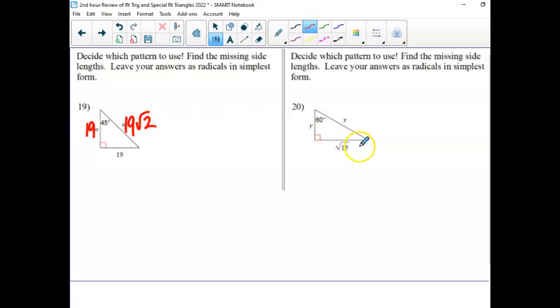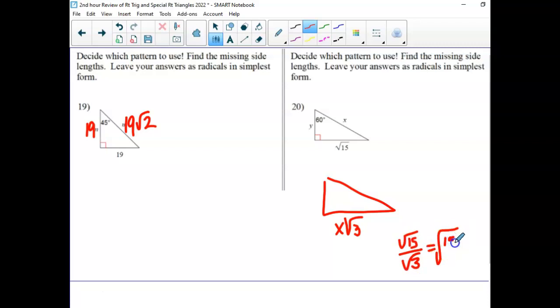Okay. Number 20. All right, our pattern here should have a square root of 3 times x. Can we divide that by a square root of 3? It's easier than you think. Square root of 15 divided by square root of 3. They're both underneath a radical, so it becomes a what? Square root of 5.